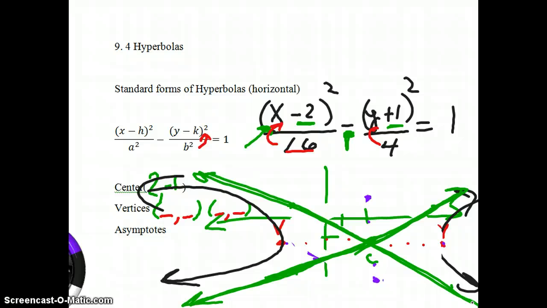It looks a lot like an ellipse, but again inverted. Our A's and our B's will be similar, but we'll have asymptotes with hyperbolas and vertices only. There is no such thing as a covertice on a hyperbola.